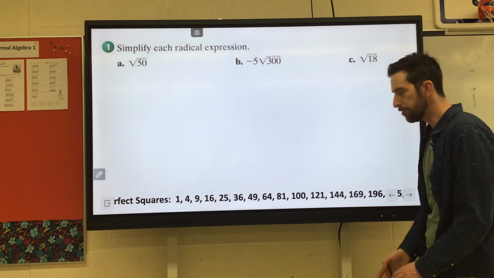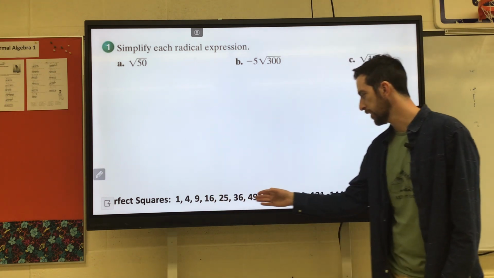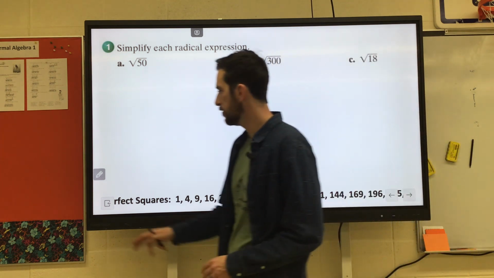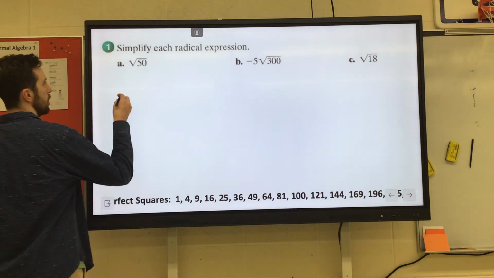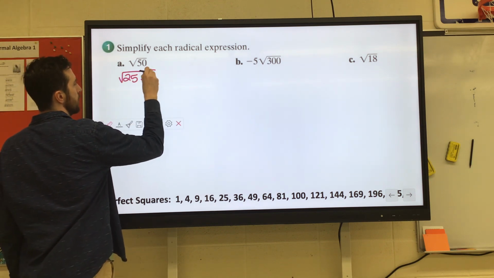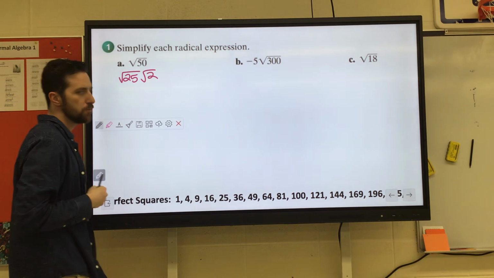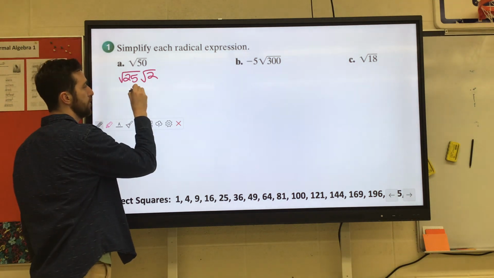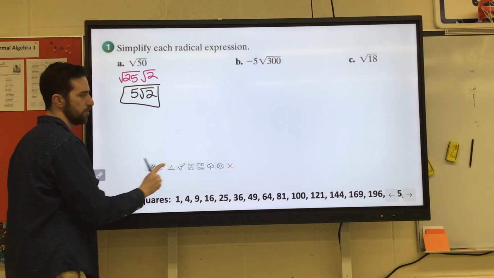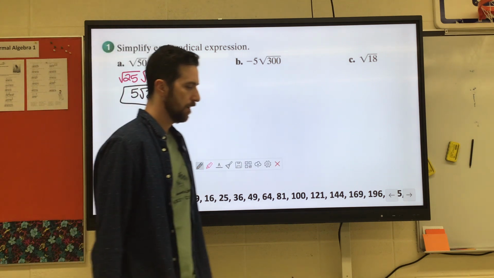50. You look at these perfect squares, you're like, do any of those go into 50? Oh, 50 is 25 times 2. So we'll make it root 25 times root 2. And then you square root that perfect square. The square root of 25 is 5. 5 root 2. Unbelievable. There are no more perfect squares left in 2.